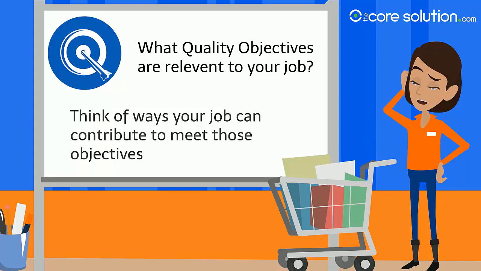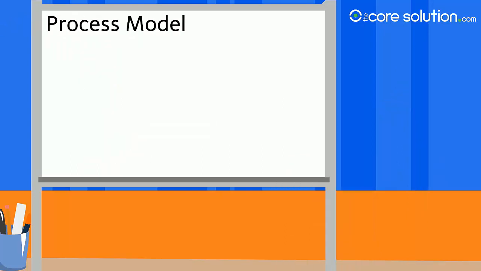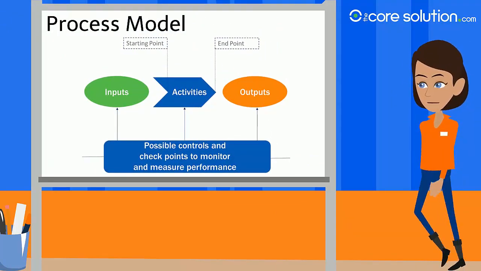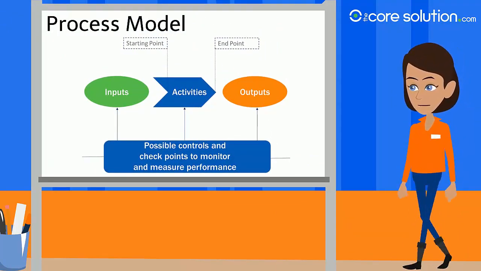If you find out what quality objectives are relevant to your job, think of ways your job can contribute to meeting those objectives. Now we will teach you the process model. Although this is a very important concept, it is not difficult to understand. Look at this diagram of the process model.